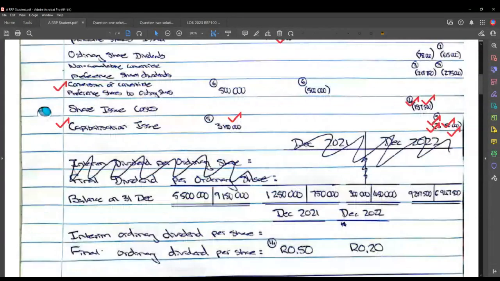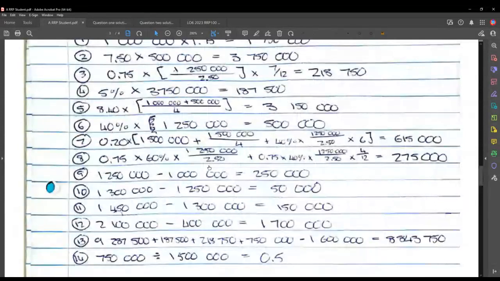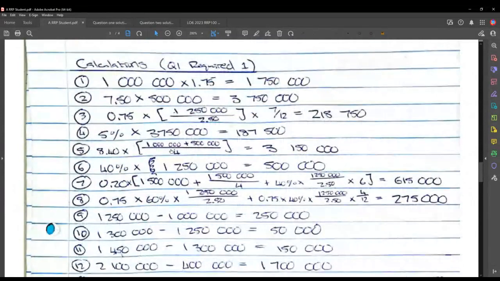So I think I just want to see if I need to show you something. So I wanted to show you now what the student has done here, right? When it came to the capitalization issue, right? Because this is an interesting one.